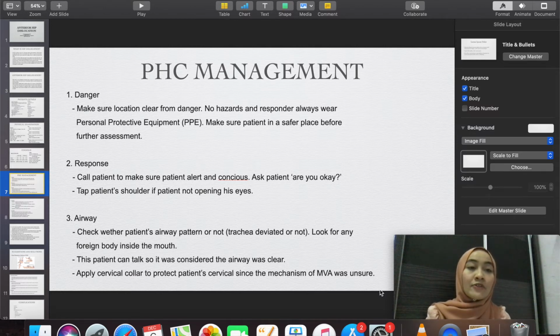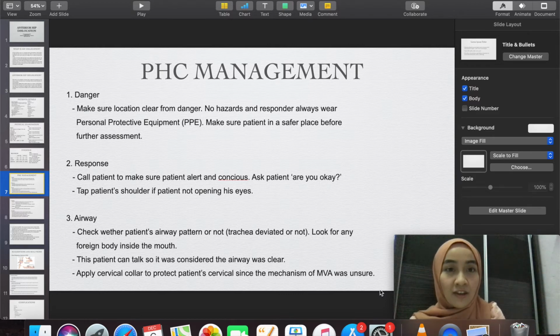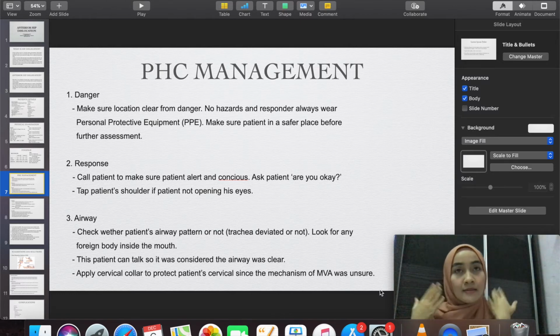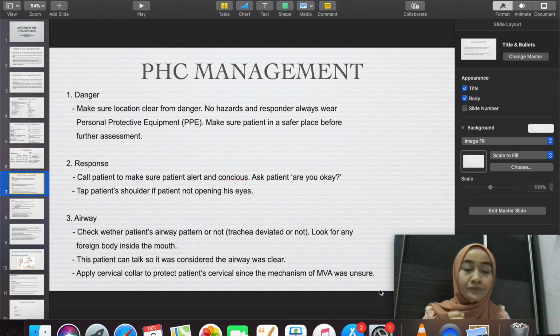Number 2 is response. Call patient to make sure patient alert and conscious. Ask patient, are you okay? If the patient is not opening his or her eyes, tap patient's shoulder and ask, are you okay, sir? For this patient I attended, the patient was alert and conscious and able to communicate with me.